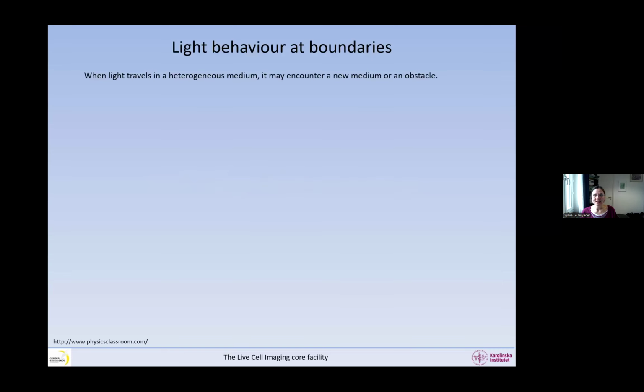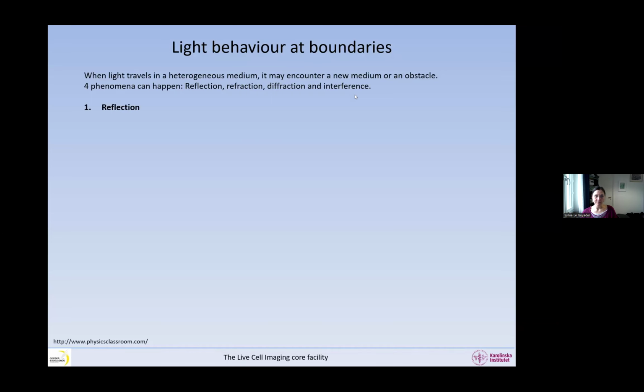So light changes its behaviors when it reaches boundaries. But when light travels in a heterogeneous medium, so we have established that our samples are heterogeneous, it may encounter a new medium or an obstacle. So, for example, the light will go through the objective and then suddenly it reaches the cover slip. So what happens there? When this happens, four things can happen: reflection, refraction, diffraction, and interference. So I'm going to talk about each of them.